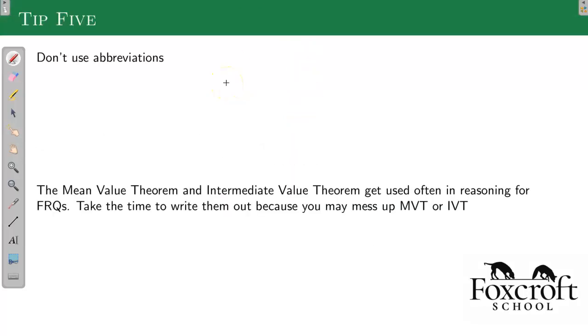All right, tip 5 is don't use abbreviations. We have the mean value theorem and the intermediate value theorem. Guaranteed, these are each going to come up at least once during the free response questions. You have to explain your reasoning. I'm using the mean value theorem, blah, blah, blah. It's really tempting to use MVT and IVT, but if you mix these letters up or you accidentally use an M instead of an I, you're not going to get credit. So just take the time, it's a test you're basically working on all year, just take the time to write out mean value theorem or intermediate value theorem.